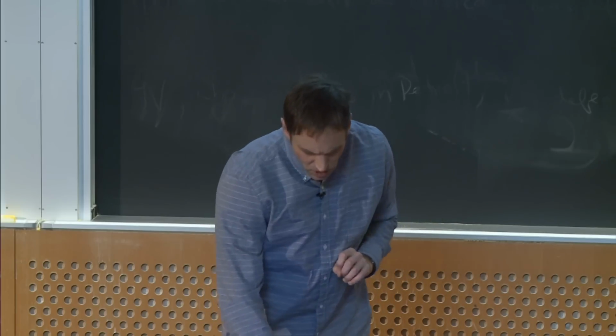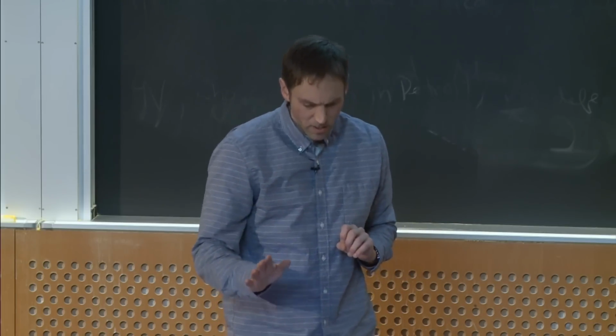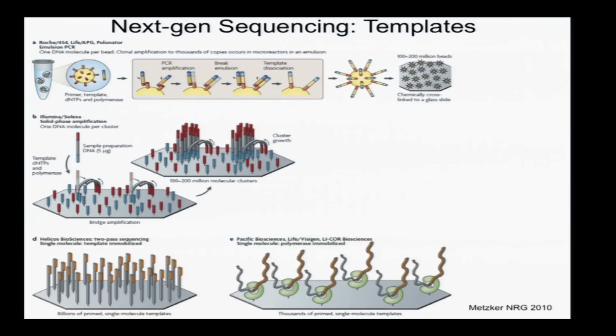All right, so we did 454, Illumina. Helicos is sort of like Illumina sequencing, except single molecule. So you have your template covalently attached to your substrate. You just anneal primer and just start sequencing it. Okay, there's major pros and cons of single molecule sequencing, which we can talk about.